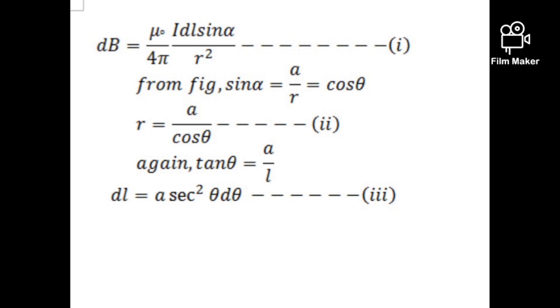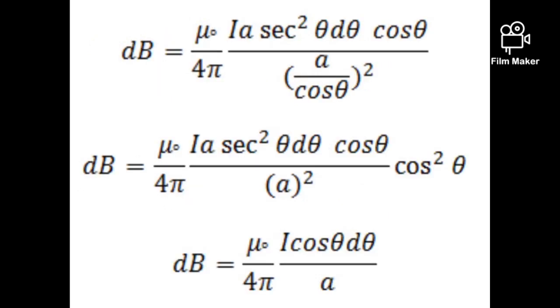Obviously we have to calculate the total magnetic field. Now we have to integrate it. In the next step we integrate. dB is equal to mu naught upon 4 pi, I a secant square theta d theta by a upon cos theta whole square. Here we have to put the value of sine alpha that we calculated in the previous result, and dl also. By solving it, cos square theta will move to the numerator. We get dB is equal to mu naught upon 4 pi, I cos theta d theta upon a, because this will be cancelled out with secant square theta.